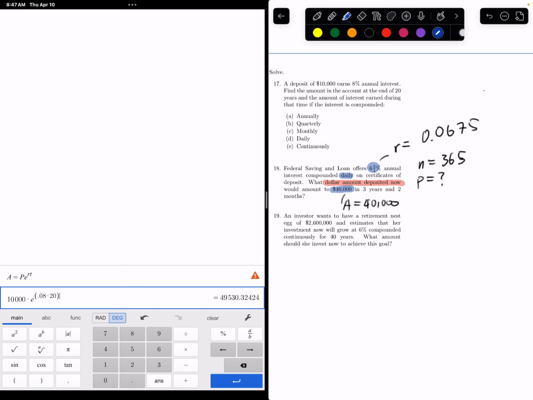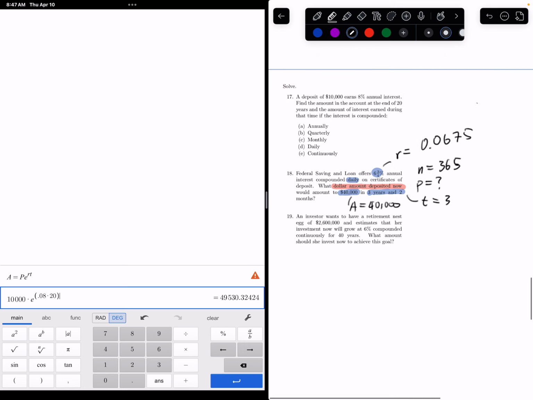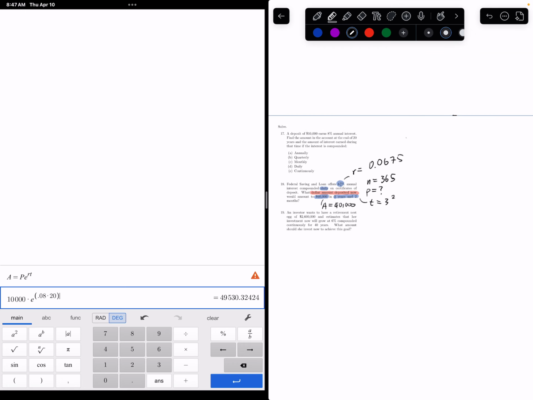In 3 years and 2 months. That'll be the time. Time is 3 years plus 2/12. So I'm going to write it like this: 3 and 2/12. Why 3 and 2/12? Well, because 3 years plus 2/12 of a year, right? 2 months. Okay, so there you go.